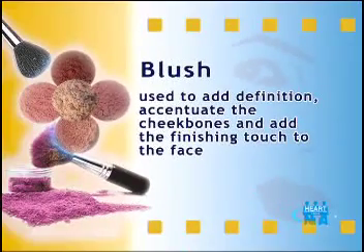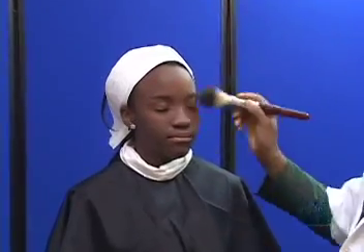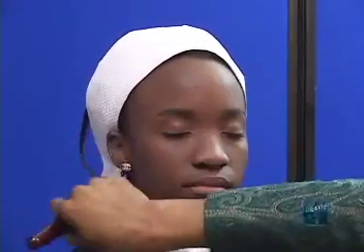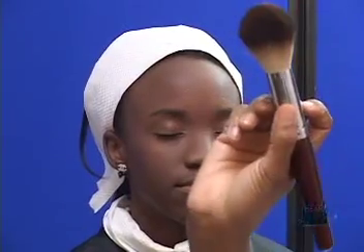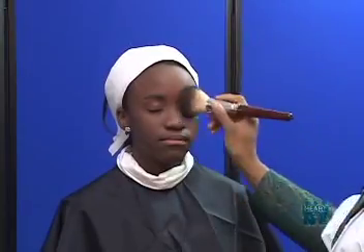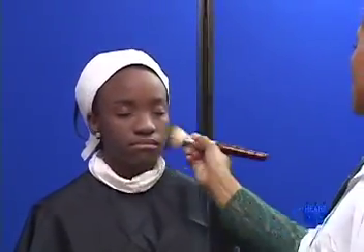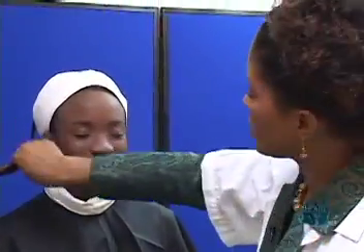Blush is used to add definition, accentuate the cheekbones, and add the finishing touch to the face. It gives the skin a healthy glow. The key to blush is to avoid using anything that will make your client's skin look ashy or pale. Lighter skin tones look pretty and most natural in dark bronzes. Apricot, rose, and soft pink also work well. Medium to dark skin tones look best with deep blush hues, like dark rose, currant, and plum.